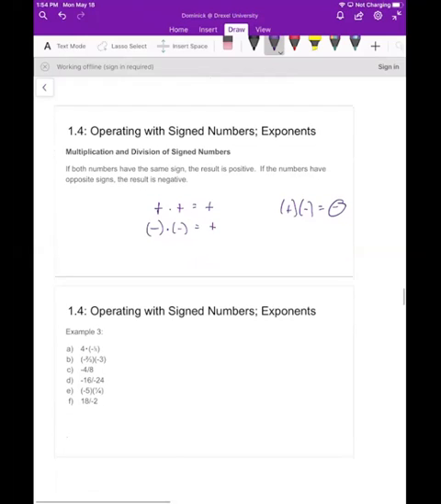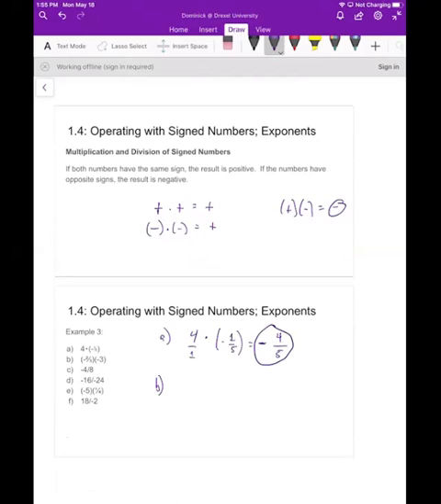So let's do a couple. In part A, we have 4 times a negative 1 over 5. Well, I can think of 4 as 4 over 1. I'm doing a positive times a negative, so I know the answer is negative. And now we just have to multiply across. So 4 times 1 is 4. 1 times 5 is 5. So this is negative 4 over 5.